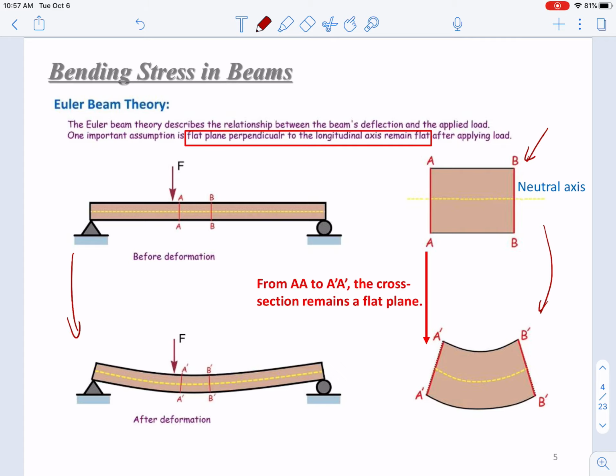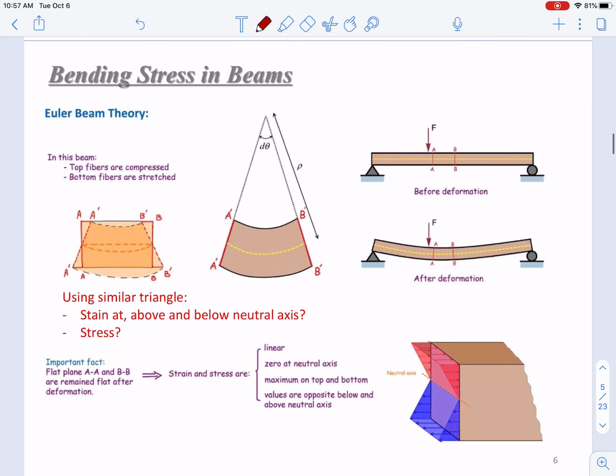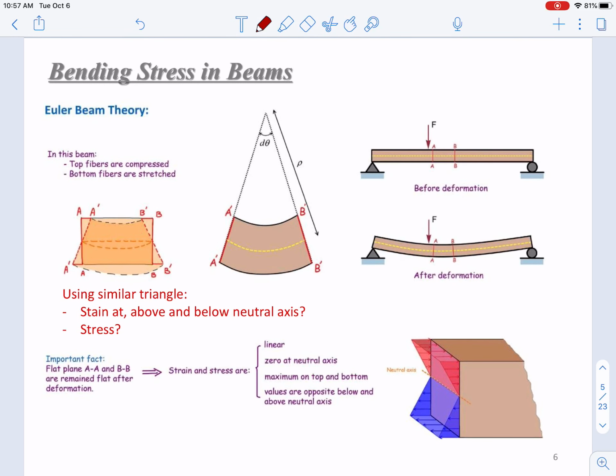What does that mean? Let's just focus on this beam section as shown here, before deformation. It's a rectangle, and after deformation, it becomes A prime B prime B prime A prime. Please think about these several questions. The first one: from AB to A prime B prime on the top here, does the fiber become longer or shorter?